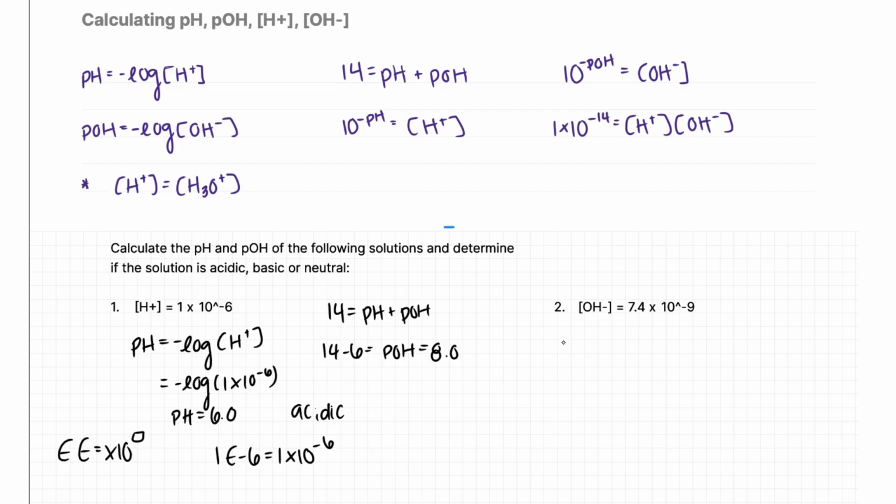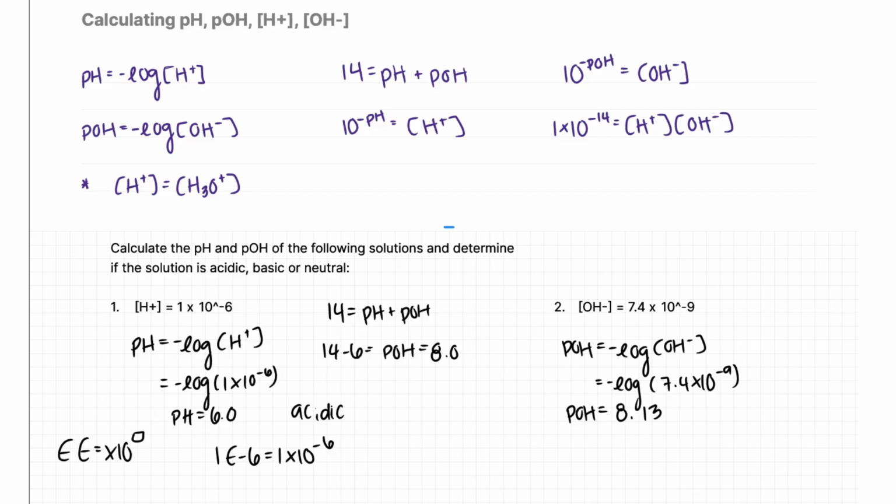I can find the pOH with the equation pOH equals negative log of the concentration of OH-. This equation is very similar to the first equation that we saw with pH and concentration of H+. However, we are finding pOH from the concentration of OH-. When I input negative log 7.4 times 10 to negative 9th in the calculator, I get that the pOH equals 8.13.